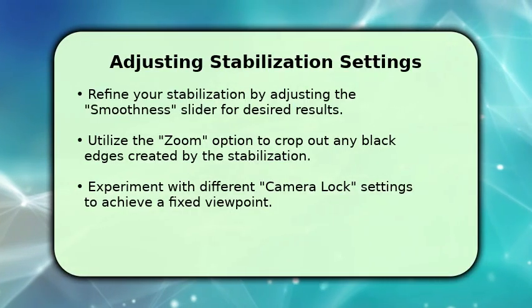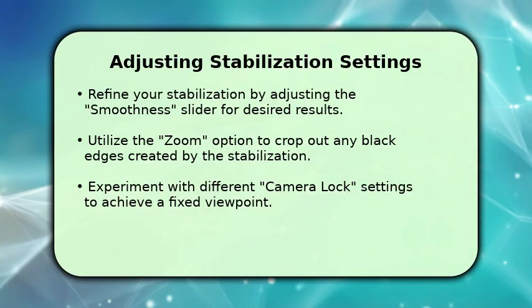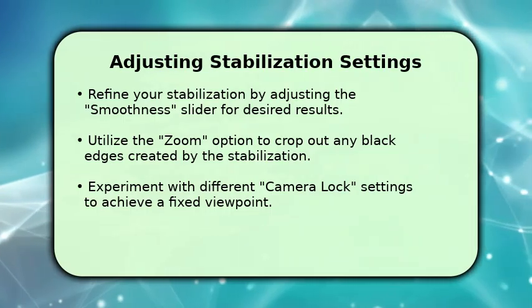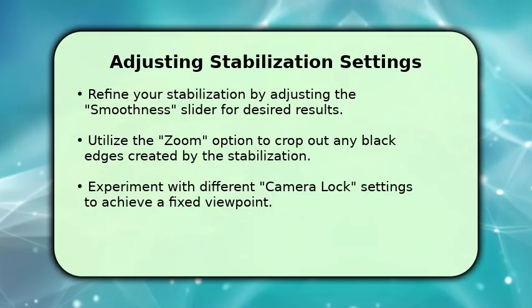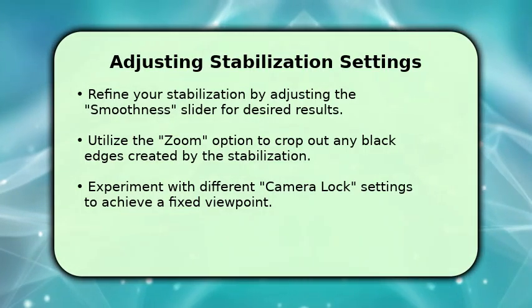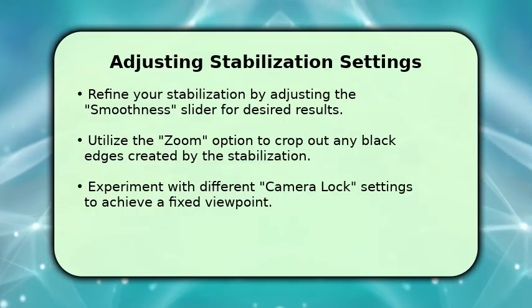If black borders appear, enable zoom to automatically crop them out, ensuring a clean frame. You can also try camera lock to fix the frame to a specific point, which is useful for static shots. Experiment with these settings to achieve your perfect look.